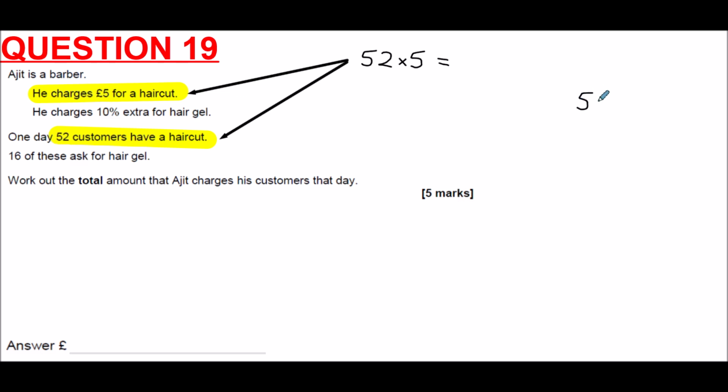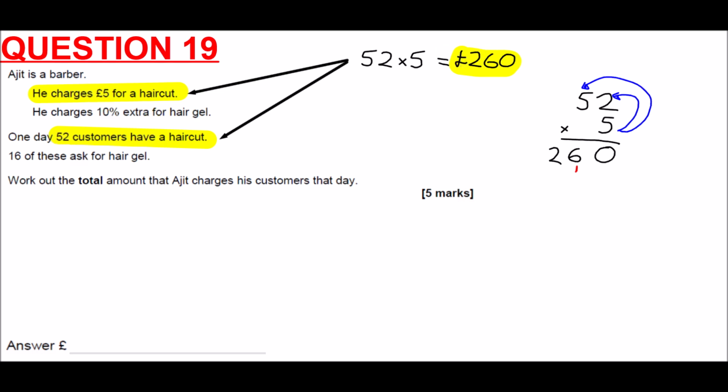So 52 times 5 we can do in a few different ways, but I'm just going to do it this way just for the sake of it. So 5 times 2 is 10. So put down a 0 and carry 1 across. And then finally 5 multiplied by the 5 above. 5 times 5 is 25, plus the carried 1 is 26. And so 52 times 5 is £260. And so from haircuts alone, he's going to be making 260 quid.